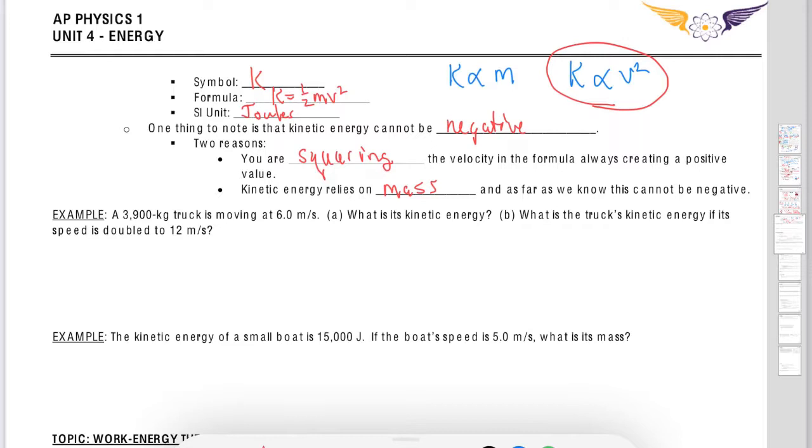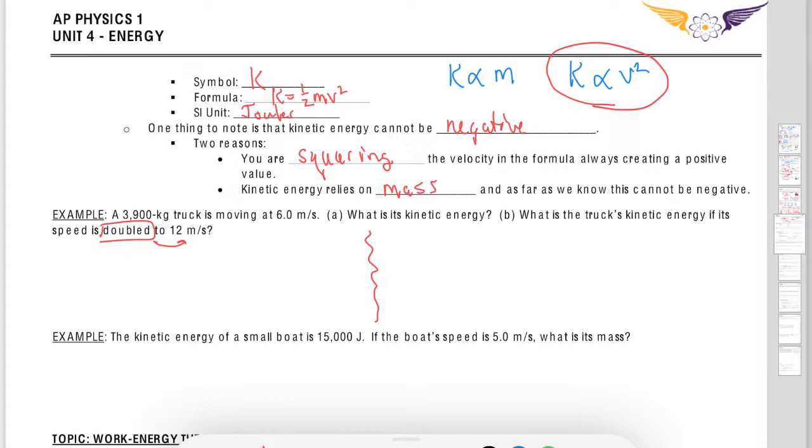It says here a 3,900 kilogram truck is moving at 6 meters per second. A, what is its kinetic energy? B, what is the truck's kinetic energy if the speed is doubled to 12 meters per second? In part B, they talk about doubled, but they also give you the speed, so you can literally just plug that into the equation, but we're going to use the factors of change method just to get more practice with that.